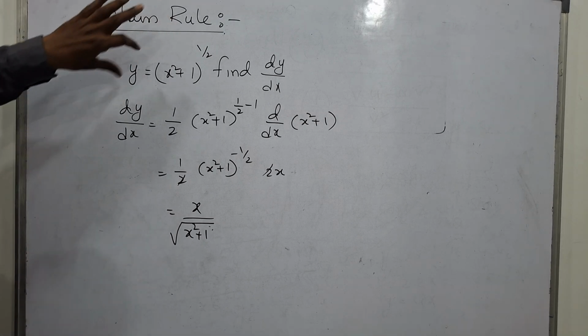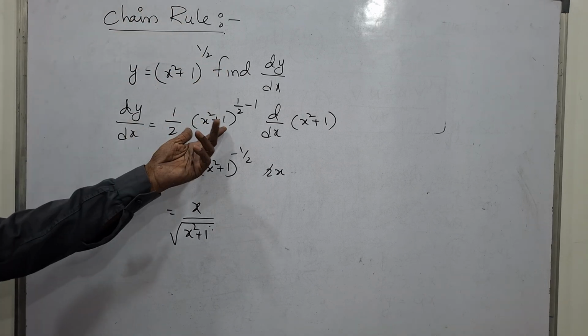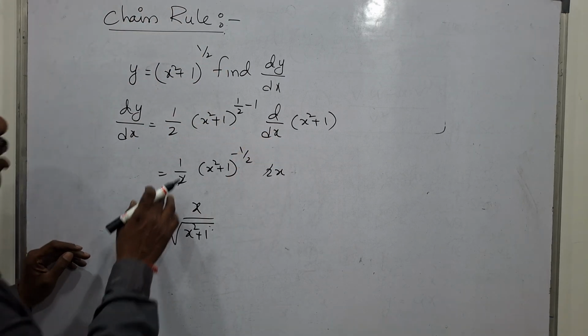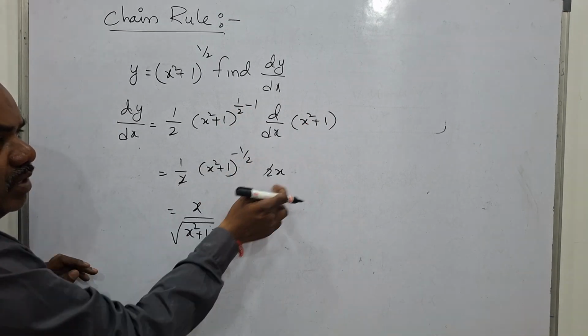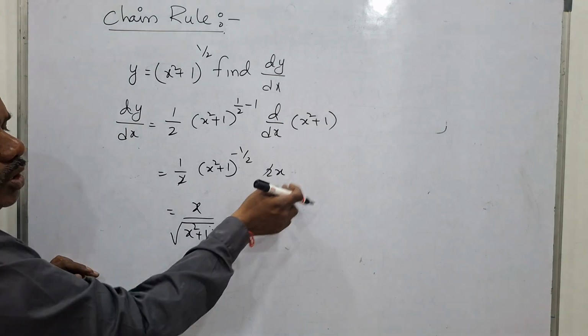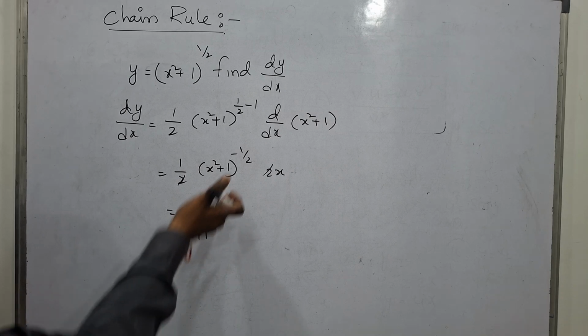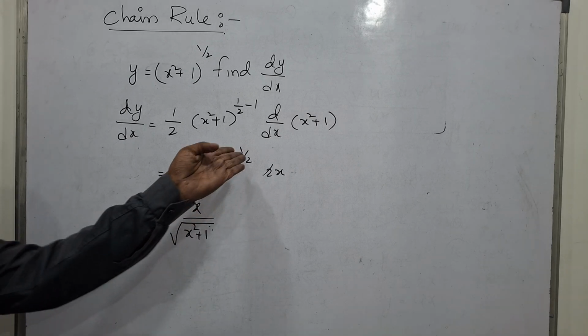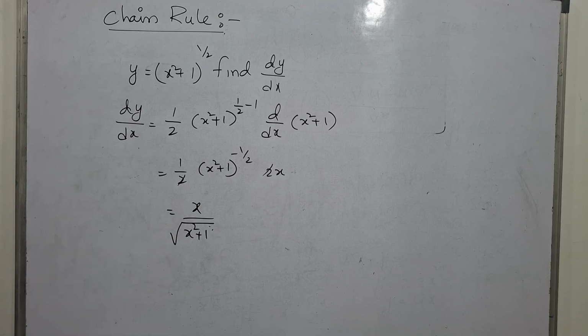First of all, dy by dx equals n into x power n minus 1. Again differentiate this part. So 1 by 2 into x square plus 1 whole power 1 by 2 minus 1, that is minus half. Differentiation of x square is 2x. d by dx of 1 is 0. So 2x plus 0 is 2x. 2 cancels. Now x, this comes into the denominator, x square plus 1 whole power half. Half is nothing but under root. So x by root 1 plus x square. That is the answer for the above question beta. This is called chain rule. Very important.